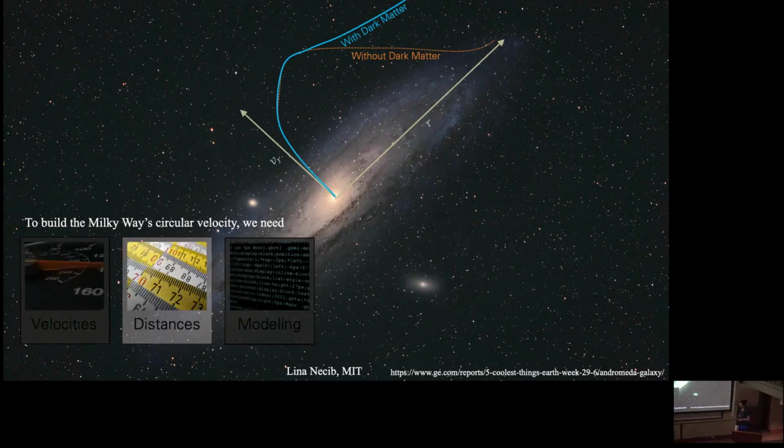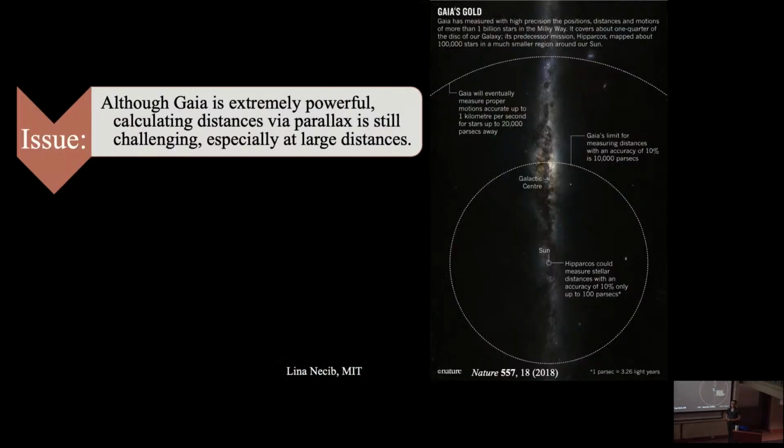If we move to distances, yes, Gaia is very powerful, but distances based on parallax are iffy at large distances, and that's because the changes are very, very small. So, for example, if we live right here, we would expect about 10 kiloparsec as the distance for the stars that Gaia can provide distance measurements accurate to up to 10%. Beyond that, it really degrades quite quickly.